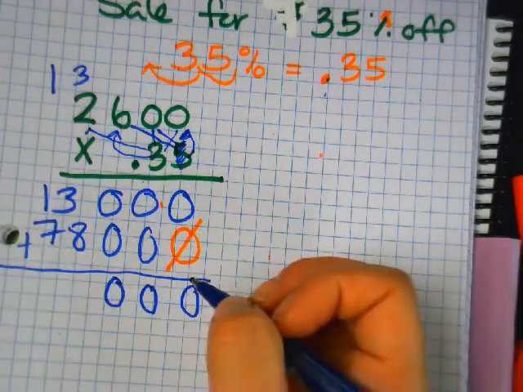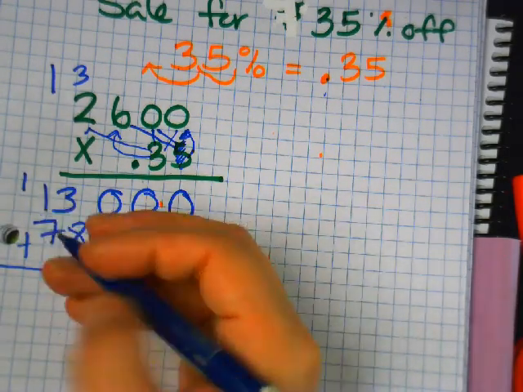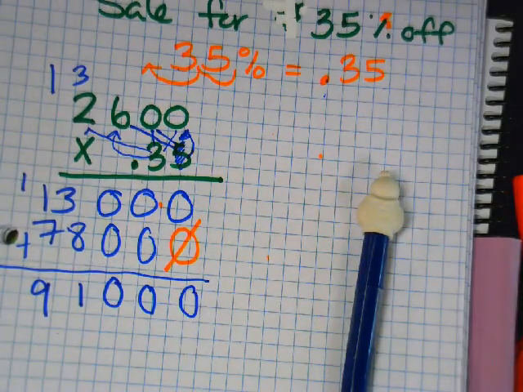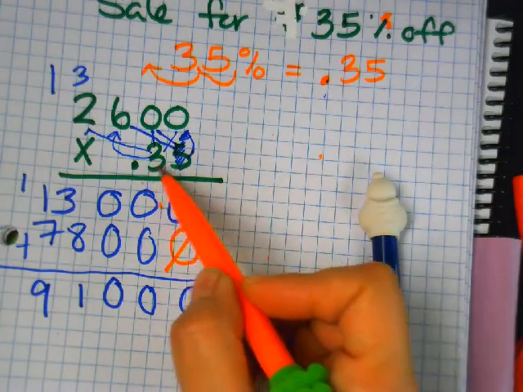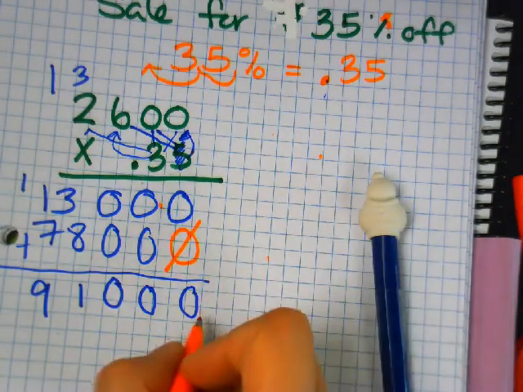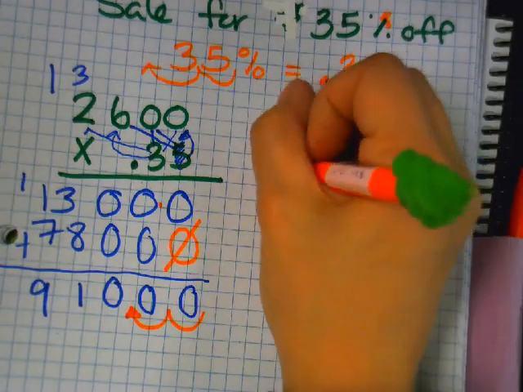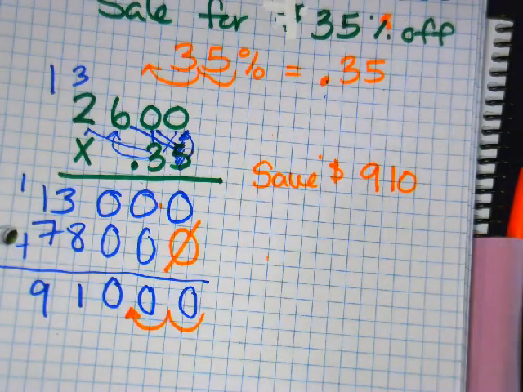Three plus 8? 11, carry the 1. 7, 8, 9. Now, am I going to save $91,000? No. What am I missing? My decimal. Go back to your problem. How many numbers are after the decimal? 2. So how many times do I move it? 2 times. All right. How much am I going to save? $910. I'm almost saving $1,000.